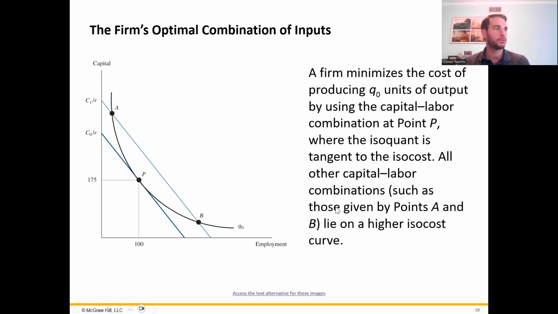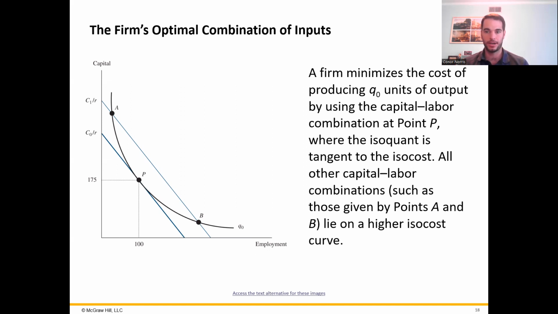Okay, and your textbook talks about this a little bit. I don't want to go into too much detail on it, but the slope of the isoquant represents what they call the marginal rate of technical substitution. What that means is how much capital the firm can substitute for labor while keeping output constant. So the slope of the isocost line represents the ratio of input prices, so wages for labor and cost for capital. At this optimal point, in this example, point P, these slopes are equal, meaning that the firm is balancing the trade-offs between labor and capital in the most cost-effective way.